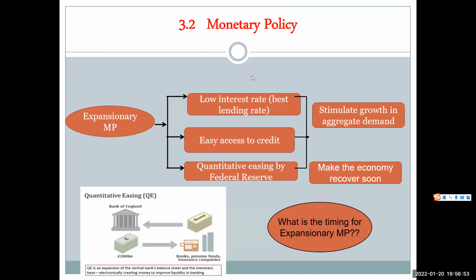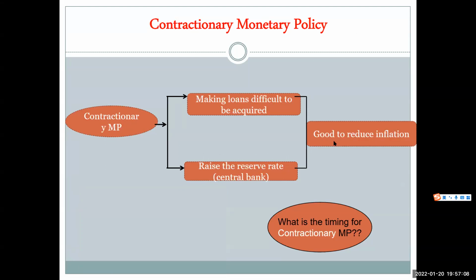I think when the government just wants to recover the economy, it is very important to adopt expansionary monetary policy. Then let's see when to adopt contractionary monetary policy. So, making loans difficult to acquire and raising the reserve rate, the interest rate, right? So of course it is good to reduce inflation.